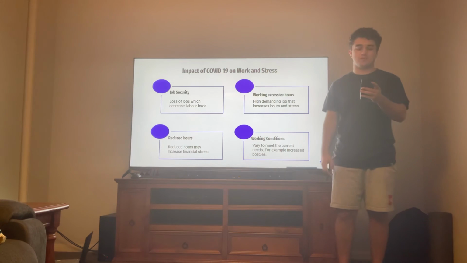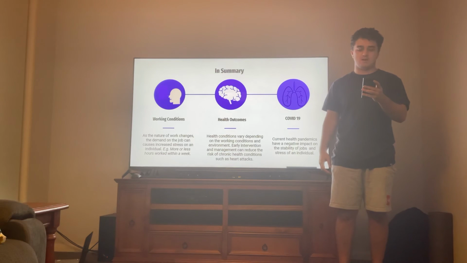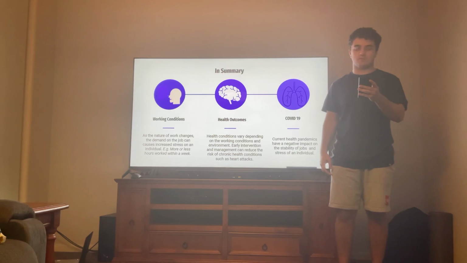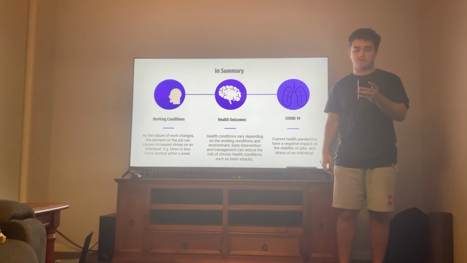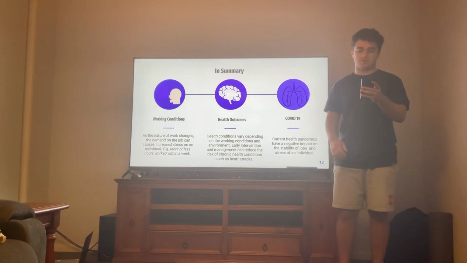In conclusion, working conditions play an important role in the impact on the lives of individuals. This is made evident by the condition of the working environment and job control, which furthermore can cause stress in the workforce. Particularly, prolonged stress can cause long-term chronic conditions, further contributing to the burden of disease. This concludes the presentation on work and stress.